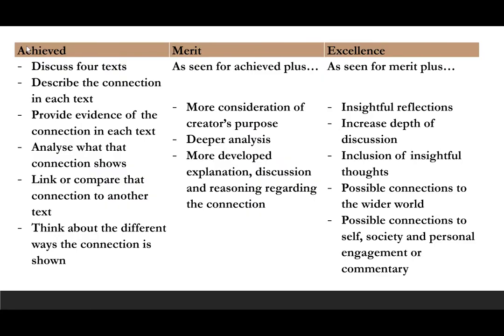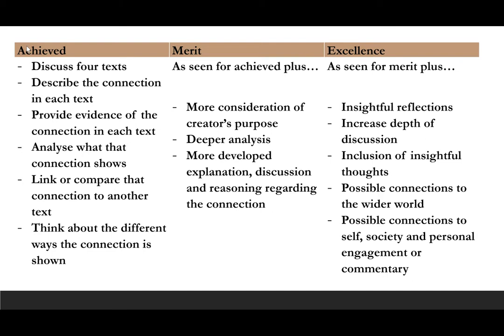So this is just a summary. You might want to pause and make a note, particularly for the grade that you have as a goal that you are aiming for. So the basics to getting achieved, you've got to discuss your four texts. You've got to describe the connection, how it's shown. So whatever that connection is, it's going to be a theme or something. Provide evidence. You've got to analyze what that connection shows. So you've said this text shows us this. Here's an example of it. Here's how that example shows what I've said it does.